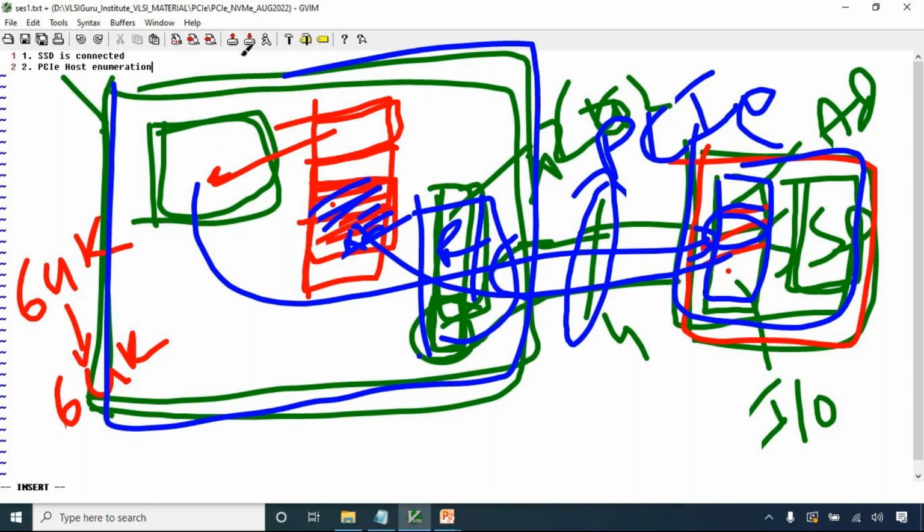It cannot directly start doing the transfer because the link needs to be set up. For that link to be set up, the PCI Express physical layer comes into the picture. There it has something called LTSSM. It goes through various states like the detect state. Have they detected each other? I mean, the receiver of this side and the receiver of the other side, have they detected each other?